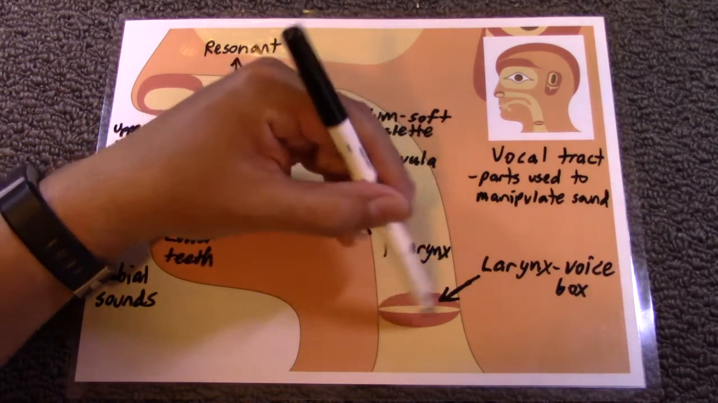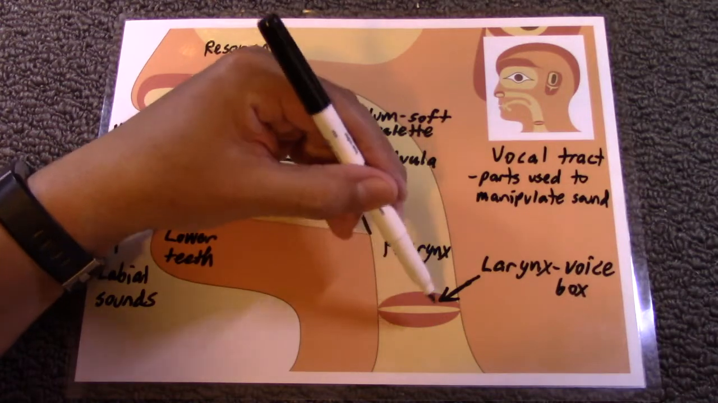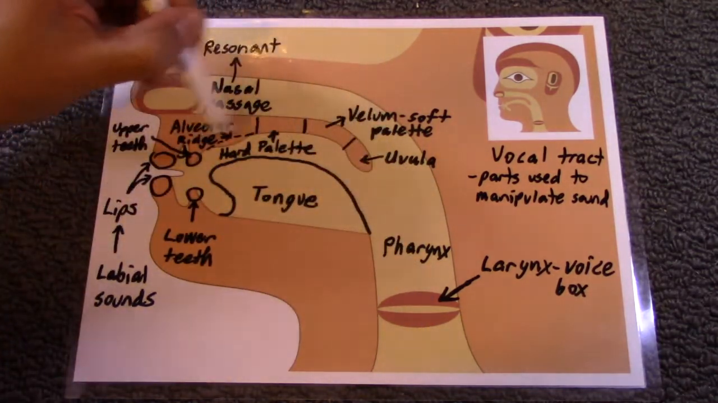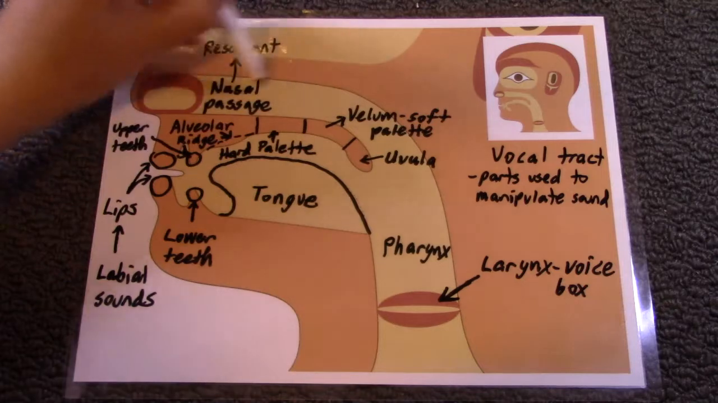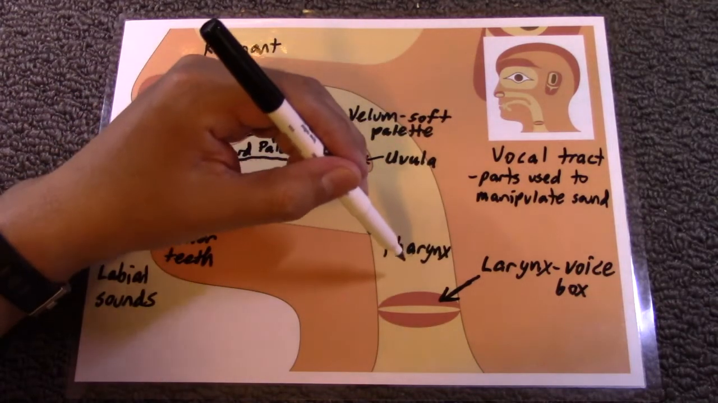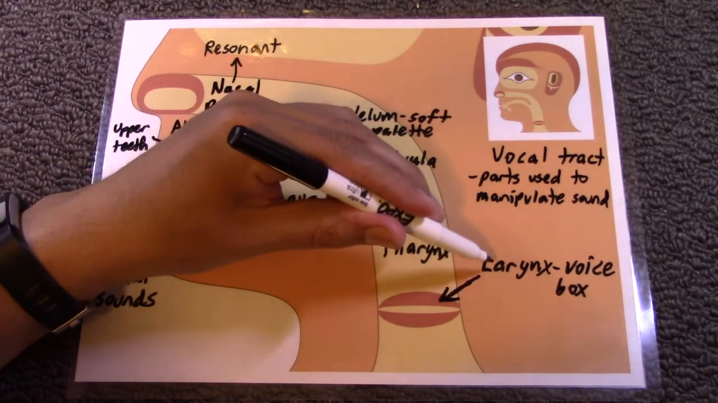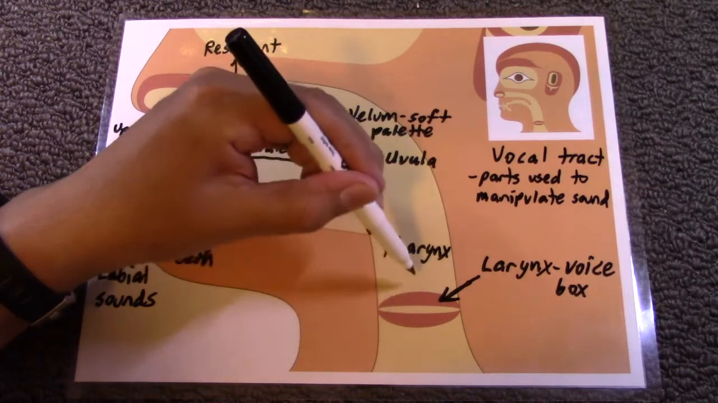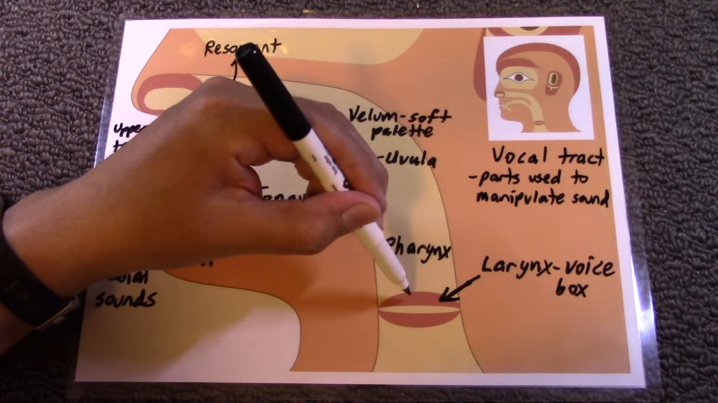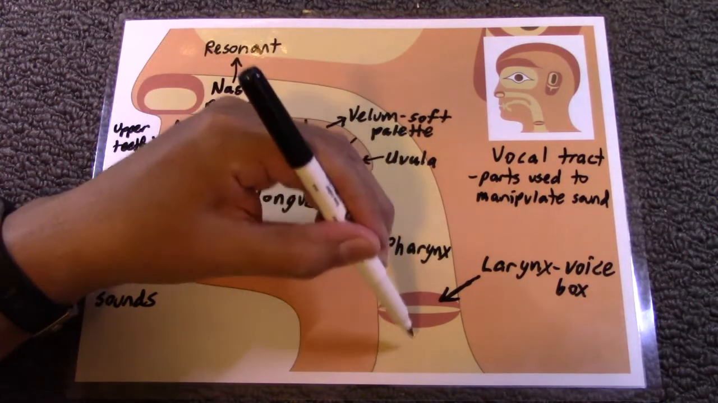The larynx has vocal cords. Those cords vibrate. That's what creates sound. It comes out through your mouth or through your nasal passage. Those are called voiced sounds, the ones that you use to create sounds where your vocal cords are being engaged.